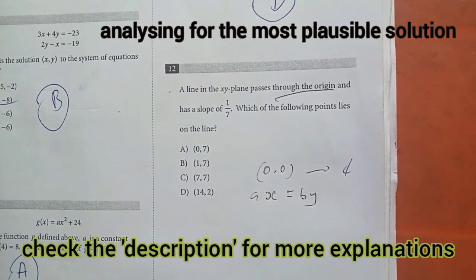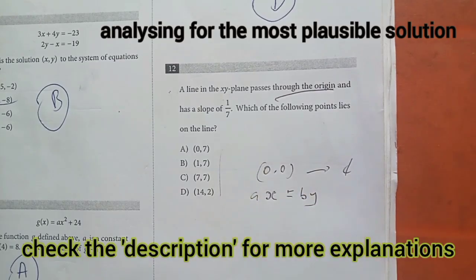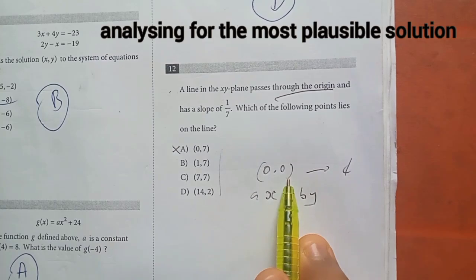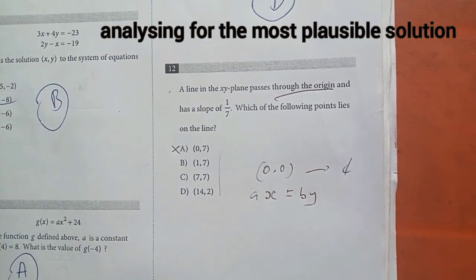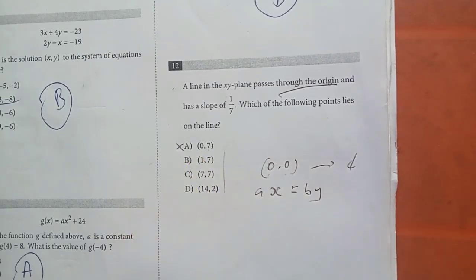This makes it easier for us to find out which of the given points would be on this line. From our observation, it cannot be A, because we already have the point (0, 0), and it's not a curve. That means for every point in x, there must only be one point in y, and the point 0 already has 0 attached to it. That means it cannot be (0, 7). So it's between B, C, or D.